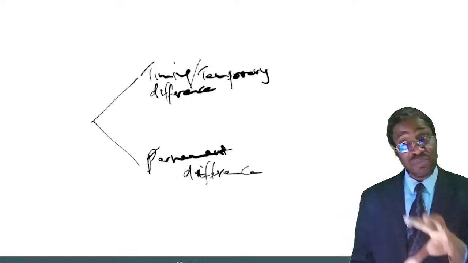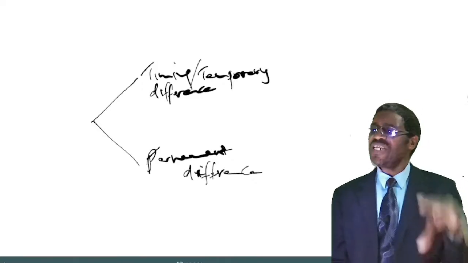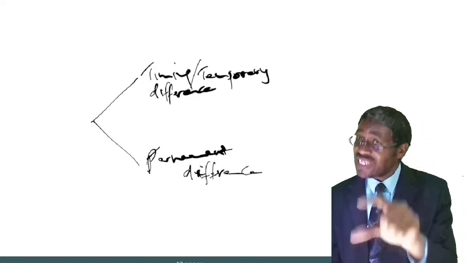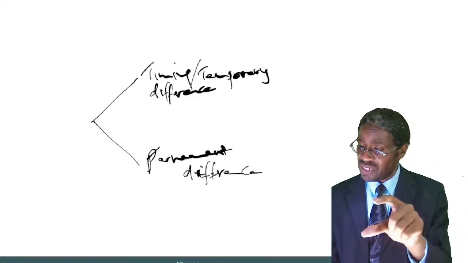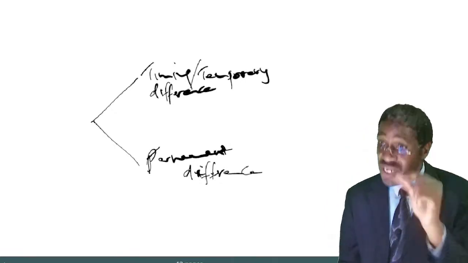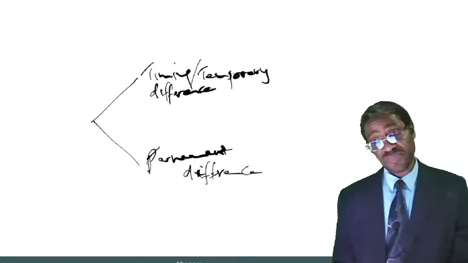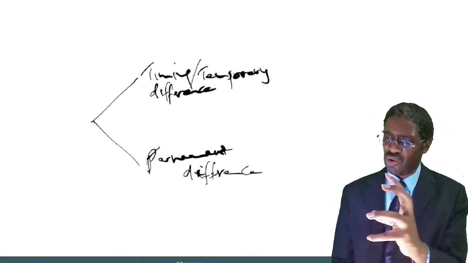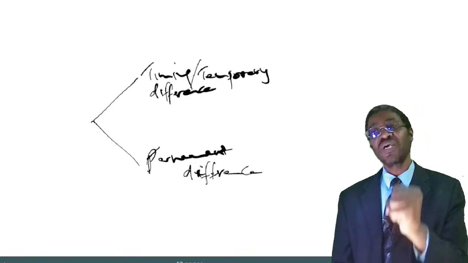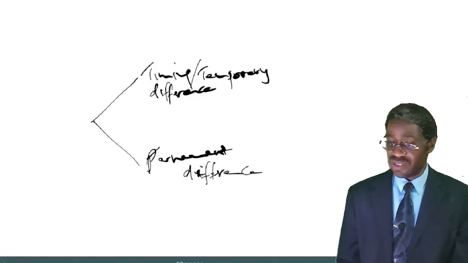It's an item in the income statement in a period different from the period in which it will be recognized for tax purposes. That kind of a cost, we classify it as a timing or a temporary difference. Now listen.